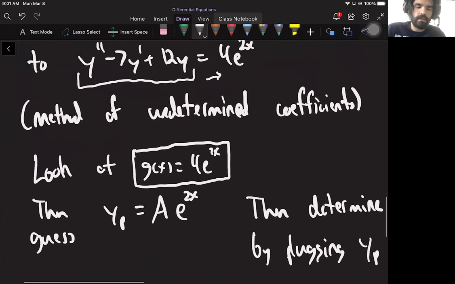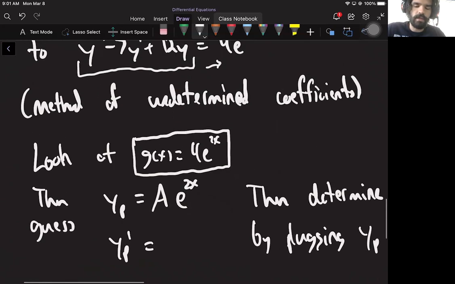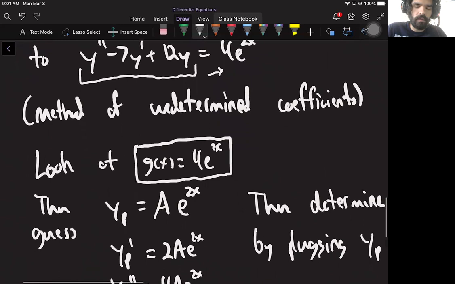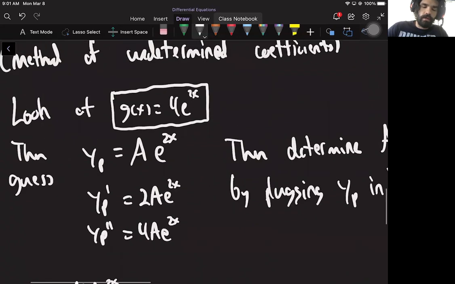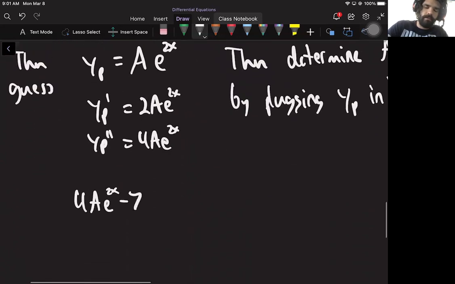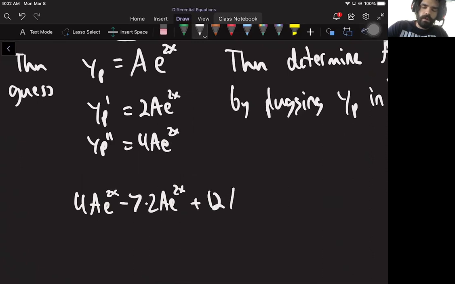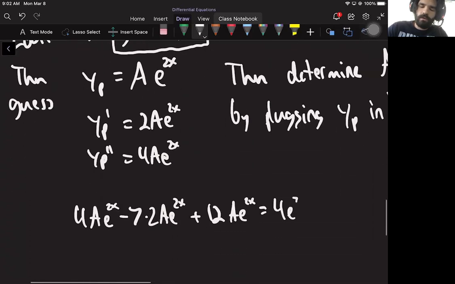Plugging it in where? The differential equation, of course, because then I'll know what a needs to be to solve it. All right, so I need to find its derivatives so I can plug it in. So I get 4a e to the 2x minus 7 times 2a e to the 2x plus 12a e to the 2x, and then it equals 4e to the 2x.